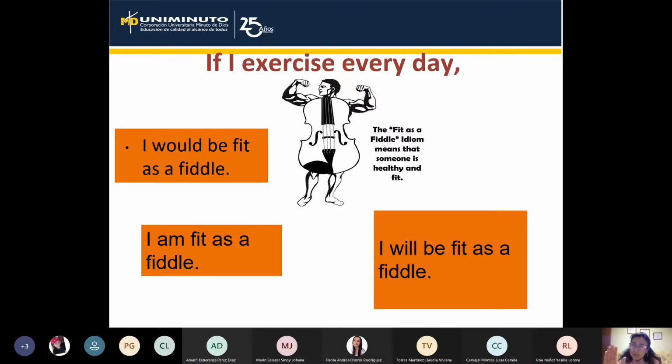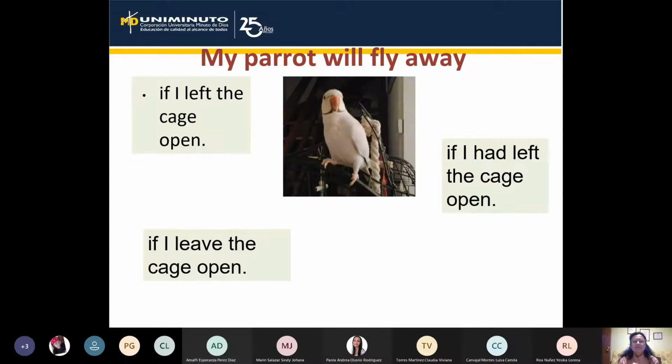Mire, esta es una expresión, vocabulario nuevo para ustedes. Es un idiom. ¿Qué significa fit as a fiddle? To be healthy and fit. O sea, estar muy saludable y al mismo tiempo en forma. ¿Ok? Very good. That is fit as a fiddle. ¿Ok? Here you have present tense. Que si nos hacemos ejercicio, pues, ¿cómo vendrá el futuro? Will be fit as a fiddle. Seremos saludables y estaremos en forma. ¿Ok? Very good.